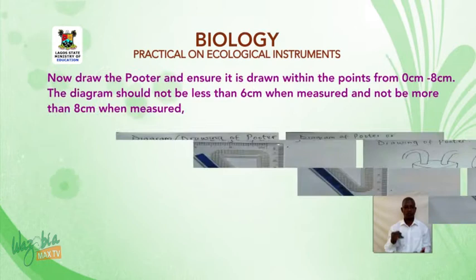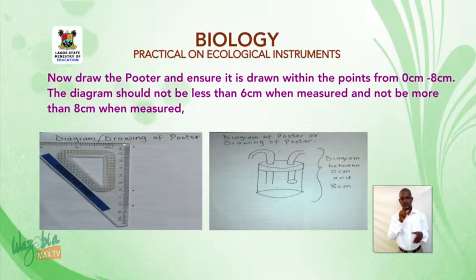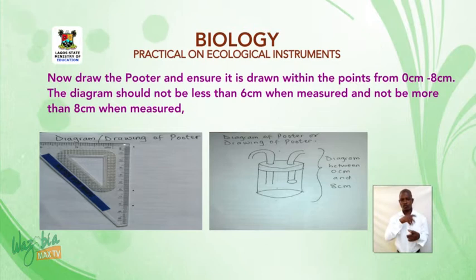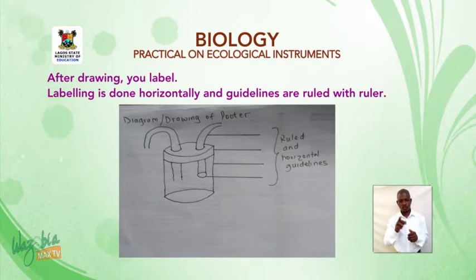Now, draw the putter and ensure it is drawn within the points from 0 centimeter to 8 centimeters. The diagram should not be less than 6 centimeters when measured and not be more than 8 centimeters when measured. After drawing, you label. Labeling is done horizontally and guidelines are ruled with ruler.